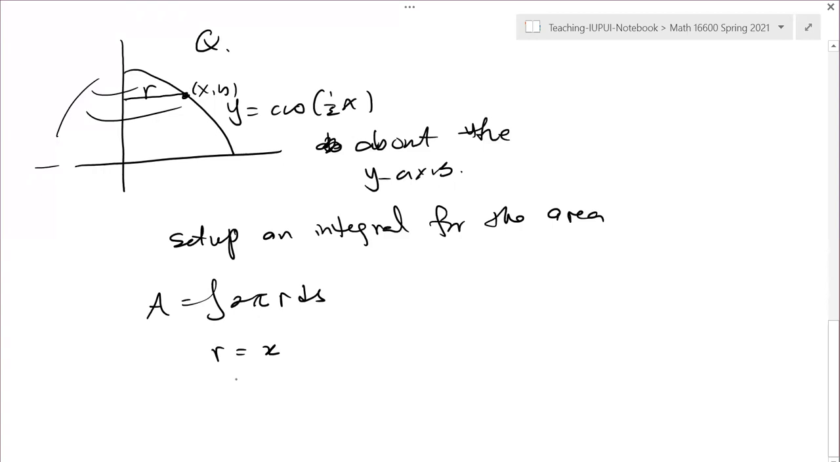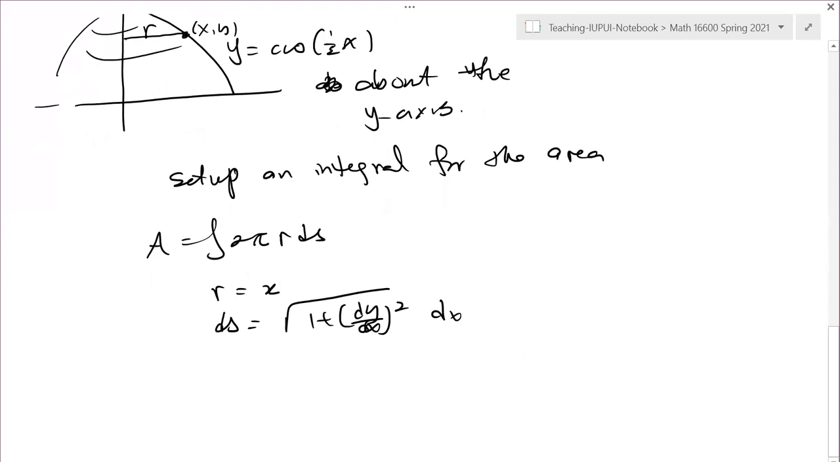Right, and the ds. So what variable are we going to use? Because the curve is given by y equals cosine half x, I think I still use the x variable. Otherwise, I have to solve for x in terms of y. Then it becomes arc cosine, and much more complicated. So that is the ds, right?